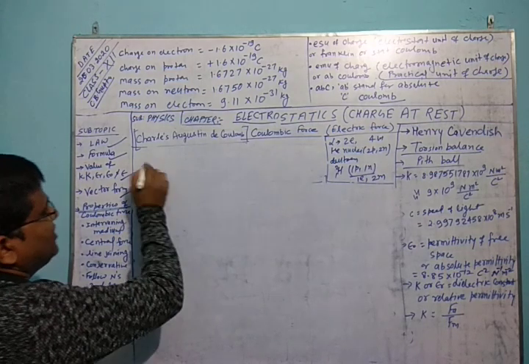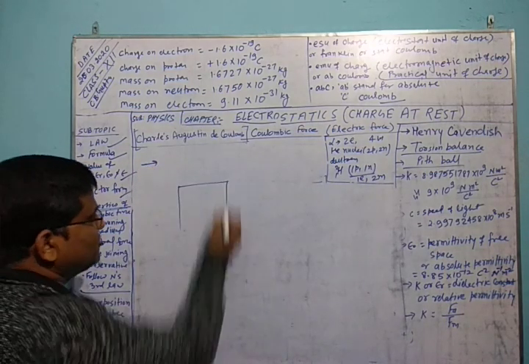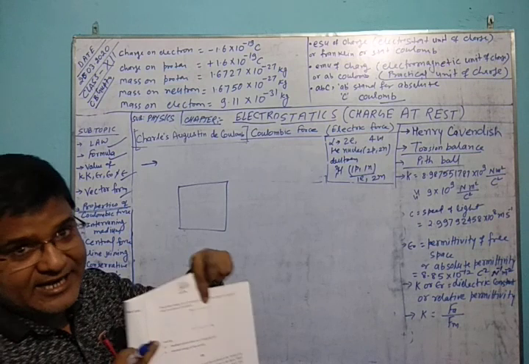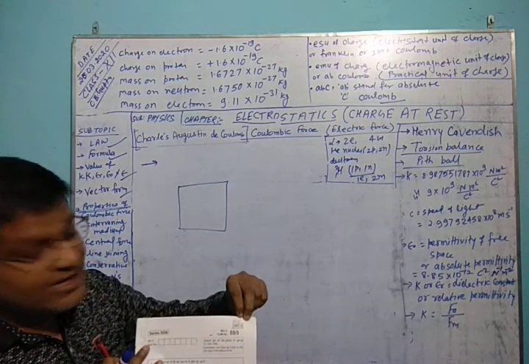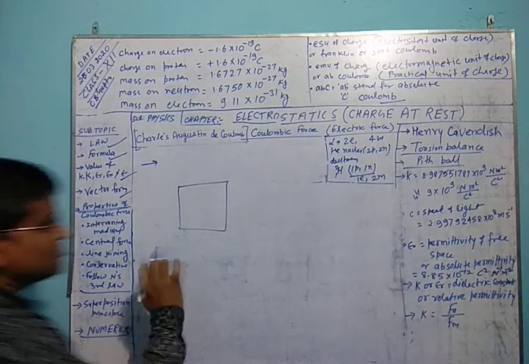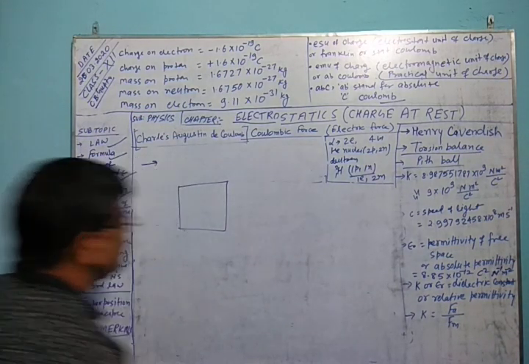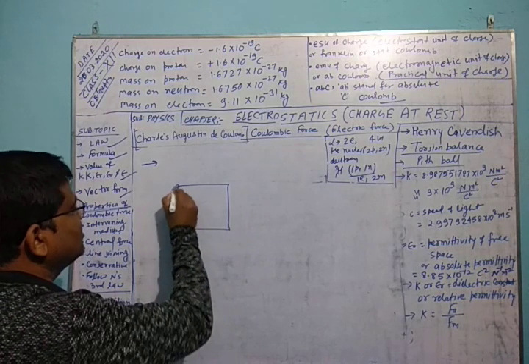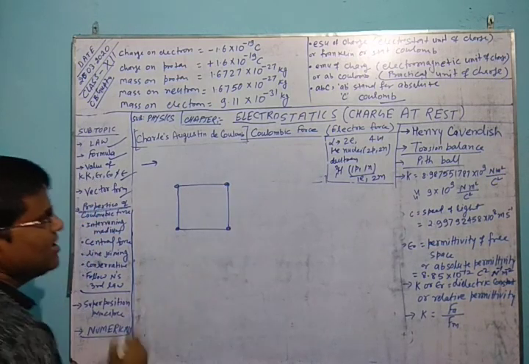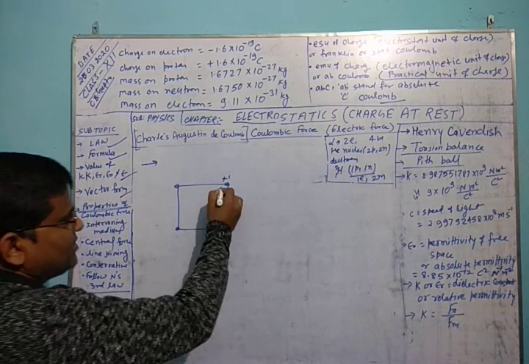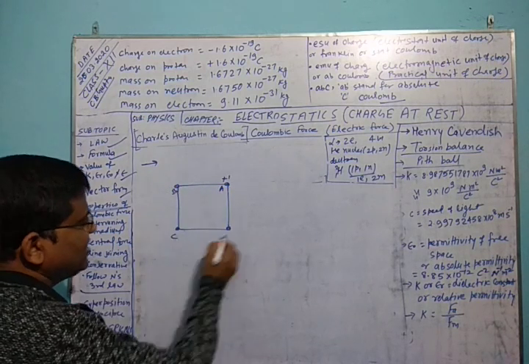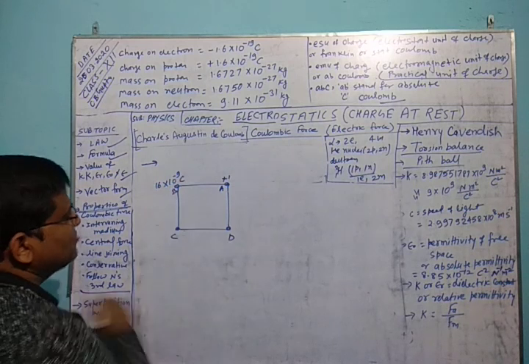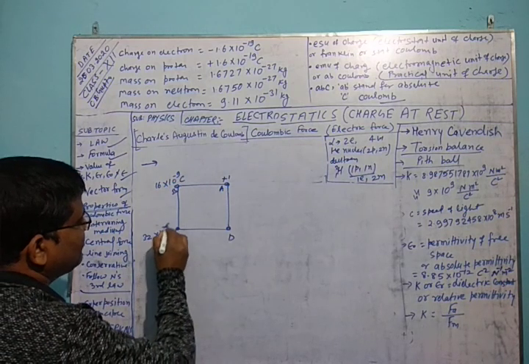One very common question was also asked in the board exam 2018, I think. This is the question paper, board question paper 2018. It is a 3 marks question. Then there are charged particles. According to the question, A is here, B is here, C is here, and D is here. The charge is, I think, 16 into 10 to the power minus 9 coulomb, or here 32 into 10 to the power minus 9 coulomb.